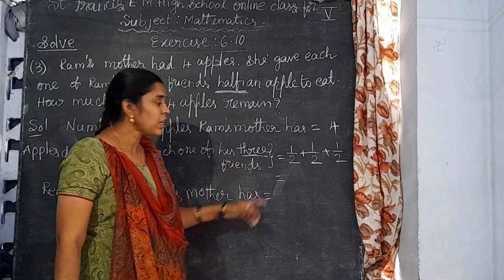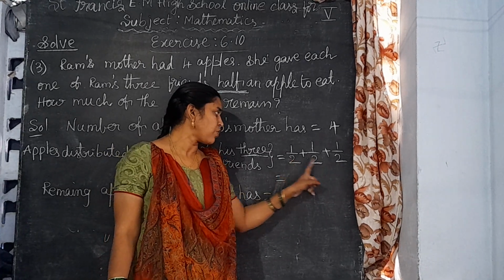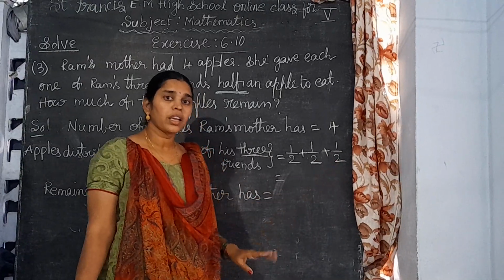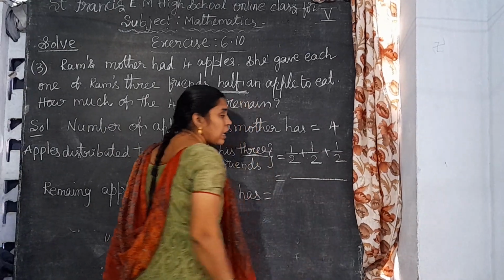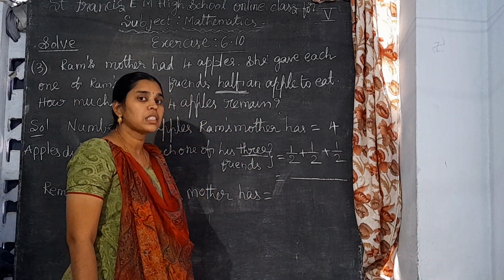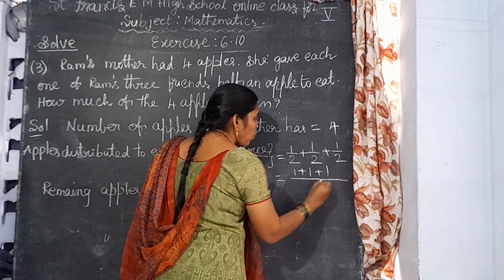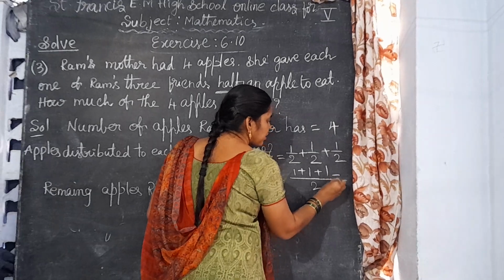Now, see here, all these fractions are like fractions. So, no need to take LCM. You should add the numerators and the denominator should remain the same. Right? So, 1 plus 1 plus 1 by 2. That is equal to how much?